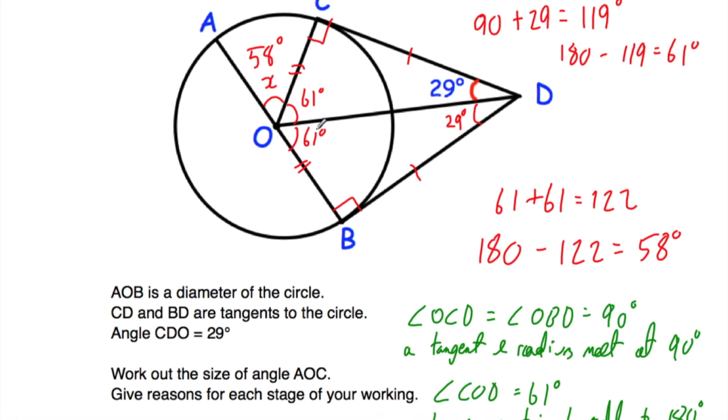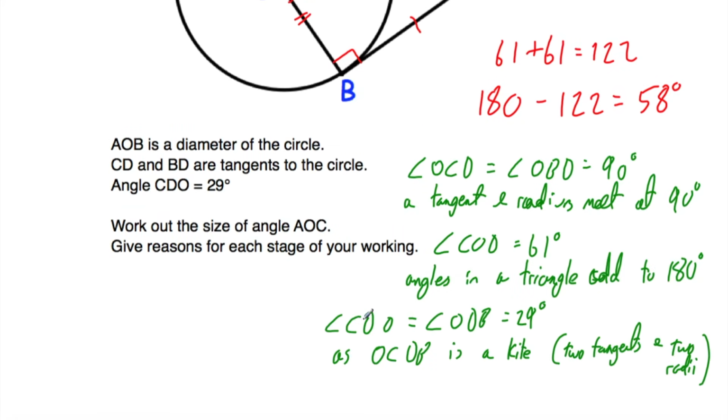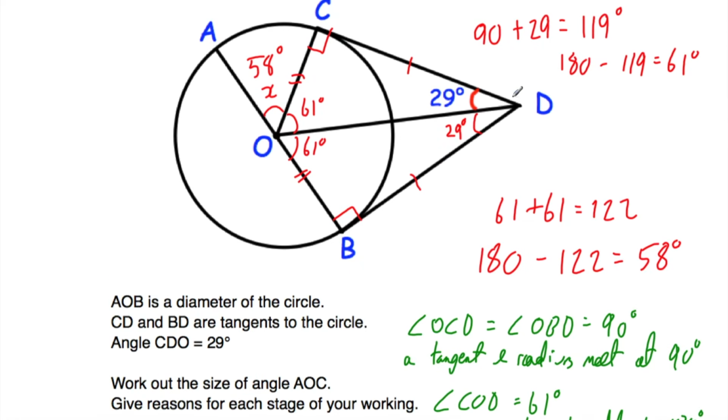The next thing we did was we said that angle ODB and angle CDO were both the same. So we said that they're both 29 degrees because this is a kite, and that was a line of symmetry, so they're the same as each other. So I've just written down that angle CDO and angle ODB were both 29 degrees as OCDB is a kite, as it's got two tangents and two radii. So it's a kite.